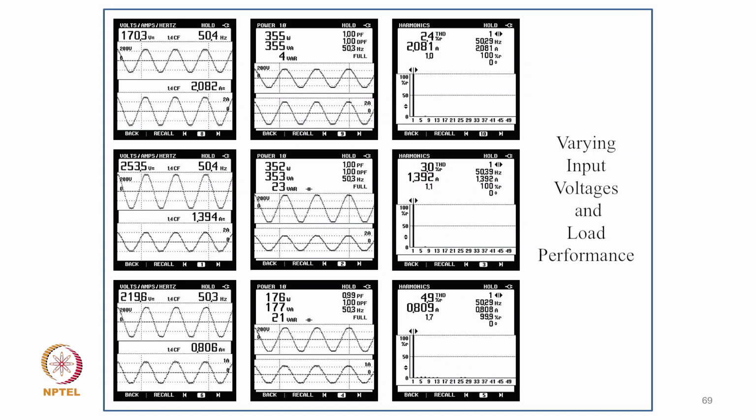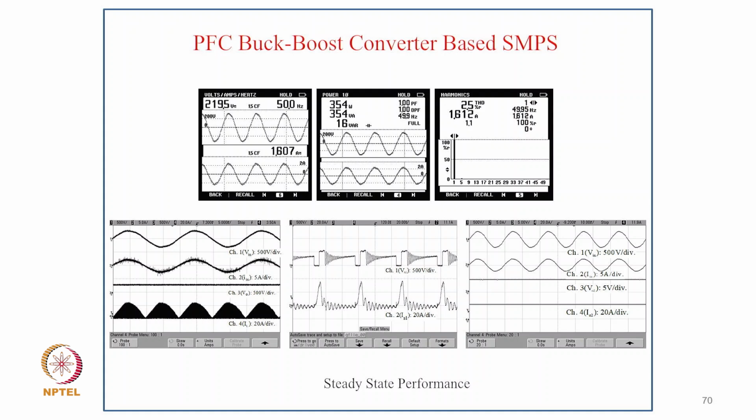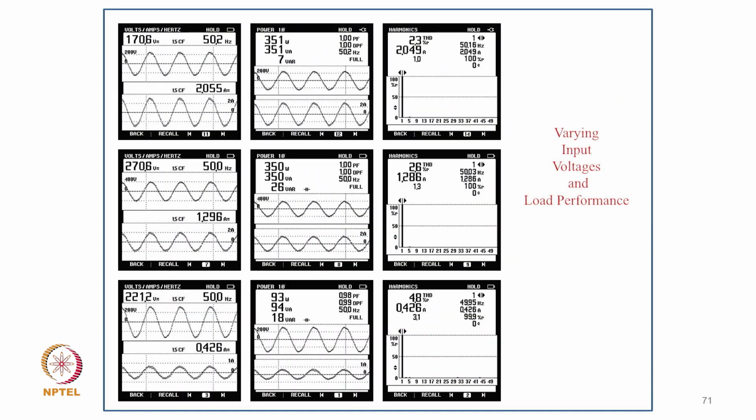This is the case, of course, under varying input voltage from 170 to 253, and in all cases you get almost unity power factor, or 0.99. THD is only 3% even under full load condition. Of course in light load condition it goes to 0.9%. As is the case, of course, with the simple PFC buck boost converter switch mode power supply, here also you get 2.5% with a power factor almost unity.